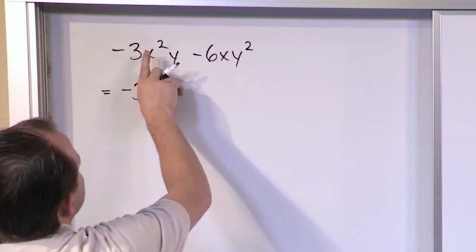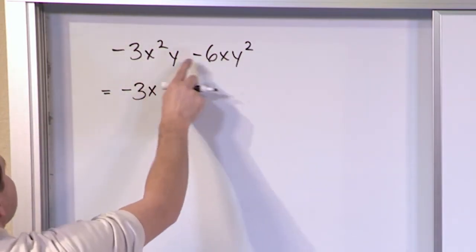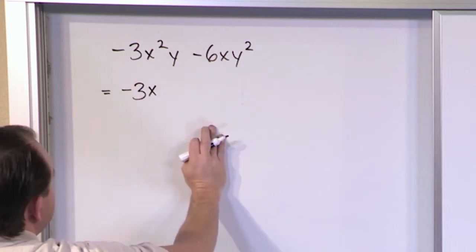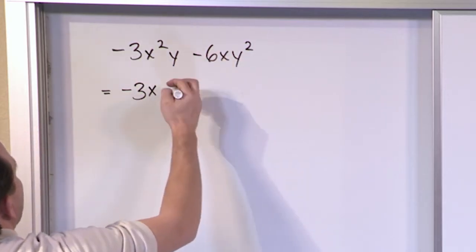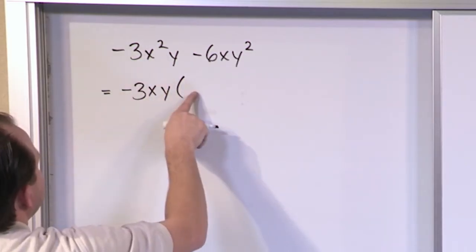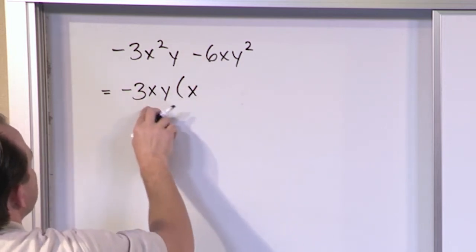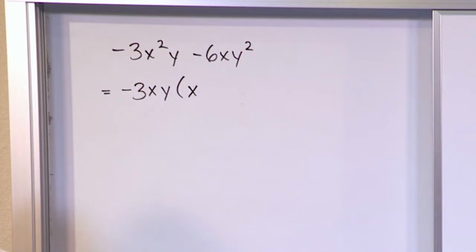What about x? Well, I have an x squared here and only one x here, so I can only pull one x out because only one of them is common to both. Same thing with y. Only one y is common to both. So I can open my parentheses up and figure out what I need to write on the inside. I've already got my -3. I've already got my y, so all I need is an x. So when I multiply these together, I'll retrieve my original term.